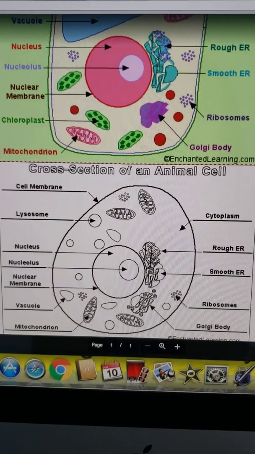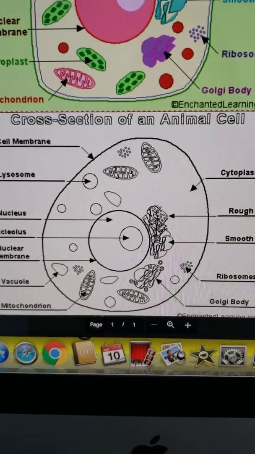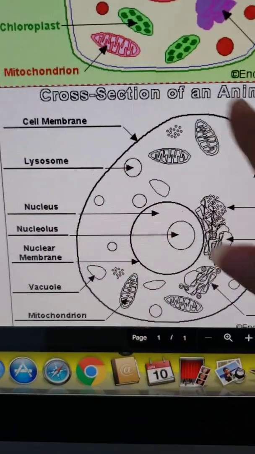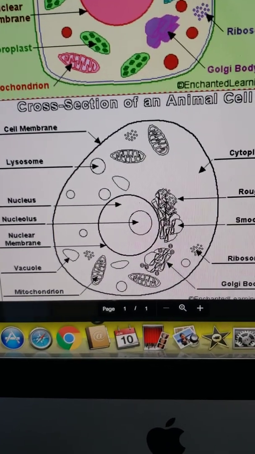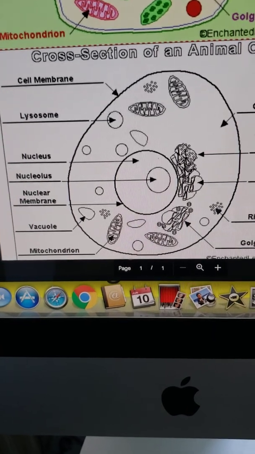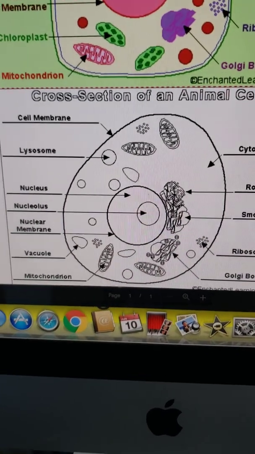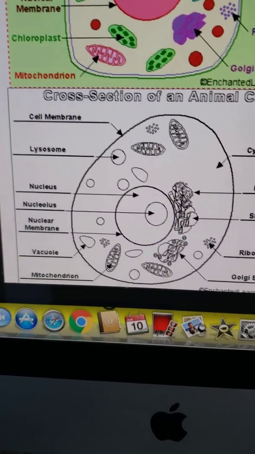Different shape. Notice no cell wall. It does not have that extra layer of protection. It does have the cell membrane controlling what moves in and out of the cell, but no cell wall. It has the cytoplasm, that gel-like substance where all the organelles are stuck inside, performing their activities.